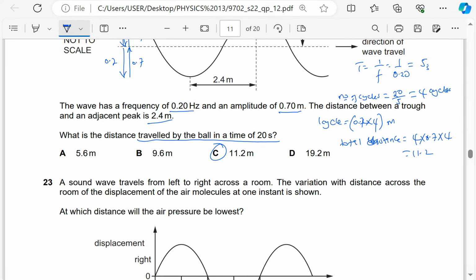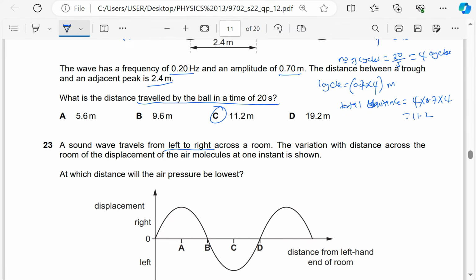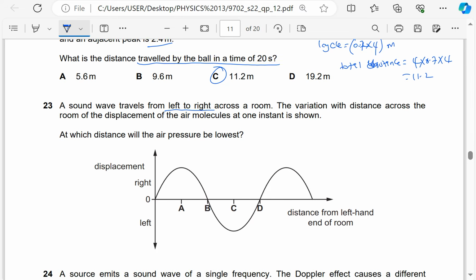A sound wave travels from left to right across a room. The variation with the distance across the room of the displacement of the air molecules at one instant is shown. At which distance will the air pressure be lowest? Of course, at the antinodes, we expect air pressure to be maximum. This is an antinode. This is an antinode, so A and C cannot be options. But then we have to look at B and D.